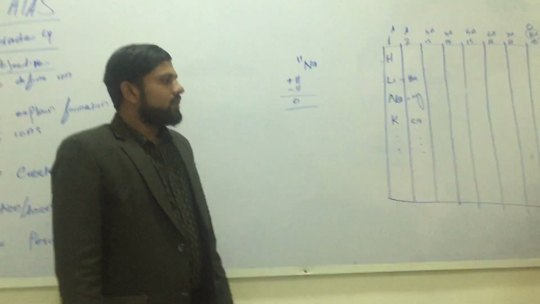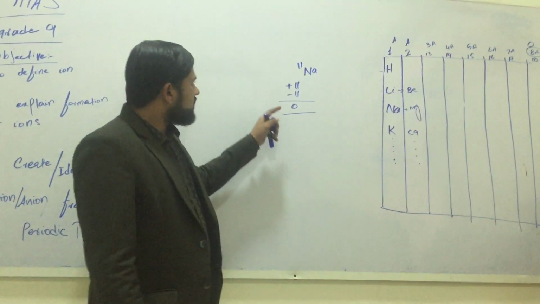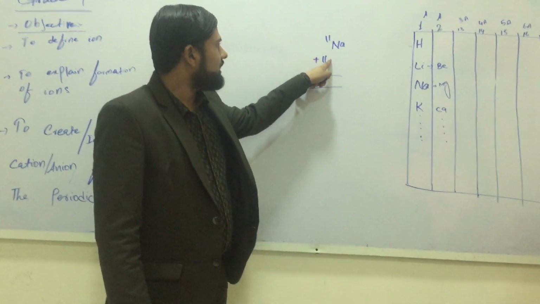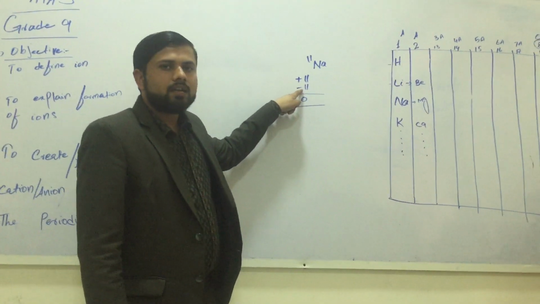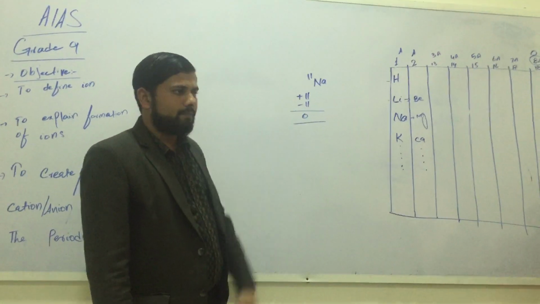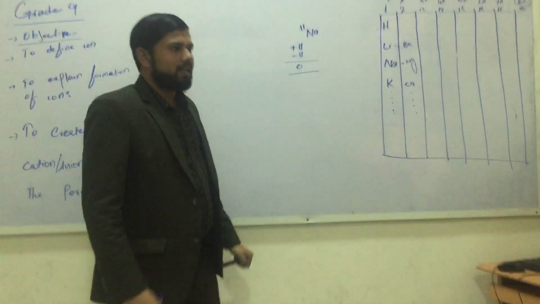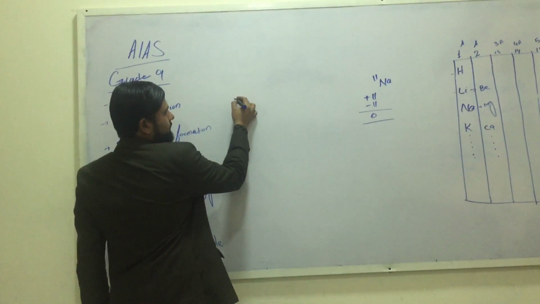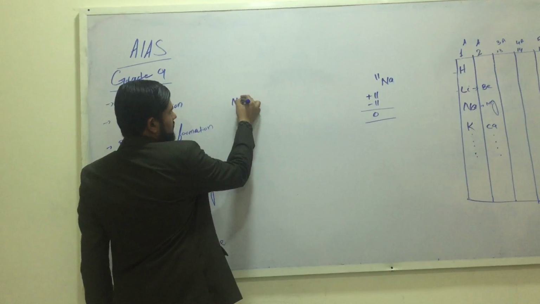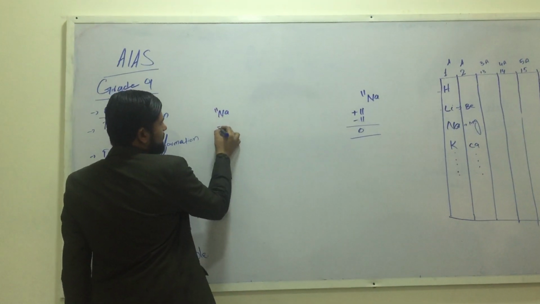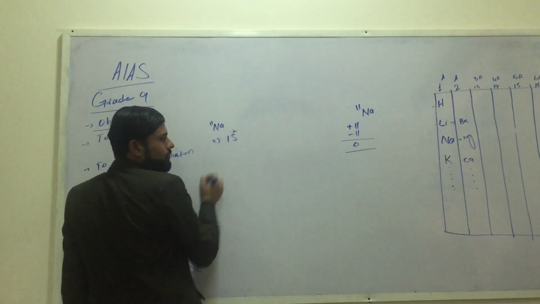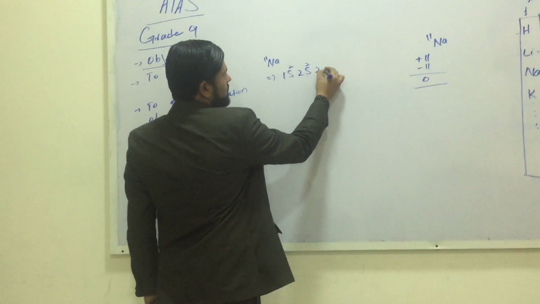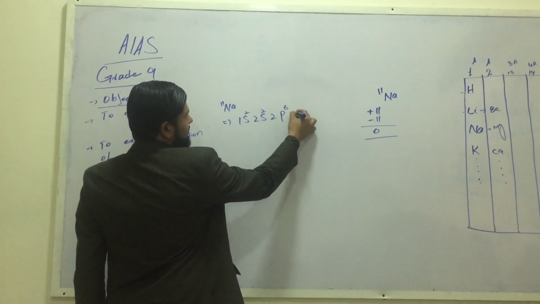Now, when it comes to ions, there should be a difference between the numbers. For example, if there is plus 11 and negative 10, then they will be charged. Now, let's see how they get charged. For this, you should know the configuration concept. For example, for sodium, the configuration is 1s2, then 2s2, 2p6, and 3s1.